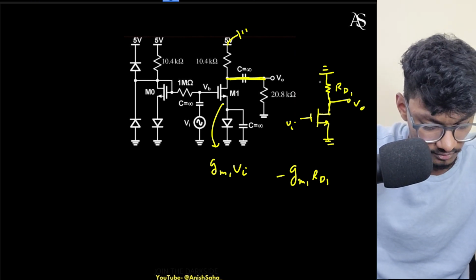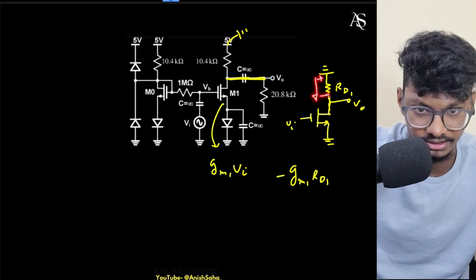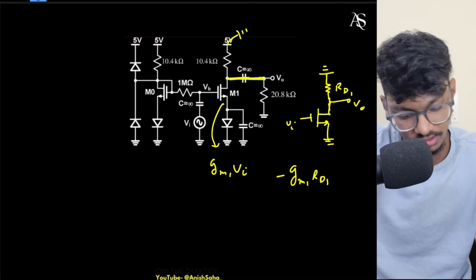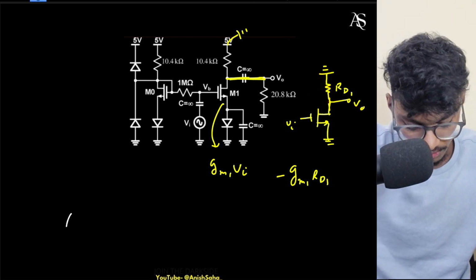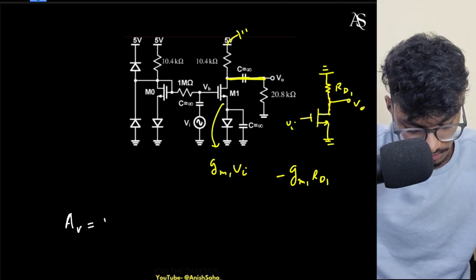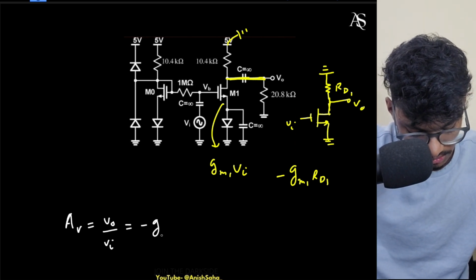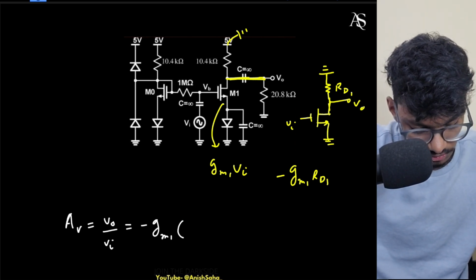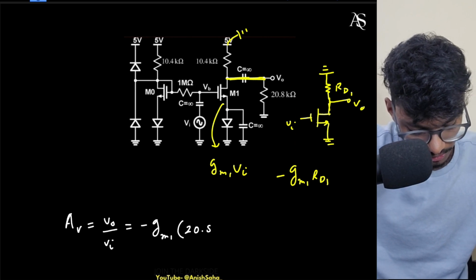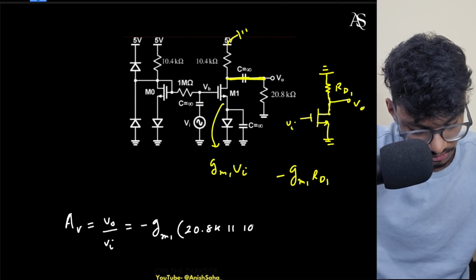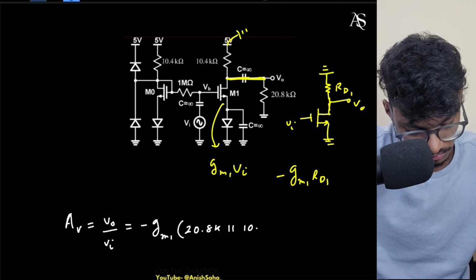Because your current will flow like this, the voltage drop will be plus minus, so Vo will obviously be negative. Don't forget the phase difference. So my Av equals Vo over Vi will be minus gm1 into 20.8 kilo parallel with 10.4 kilo.